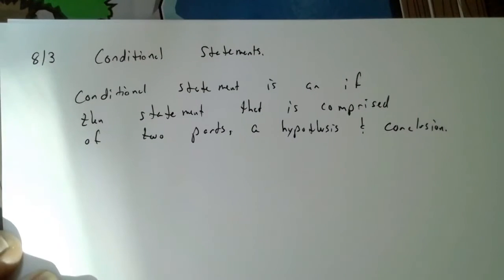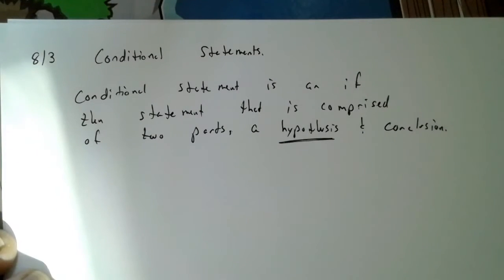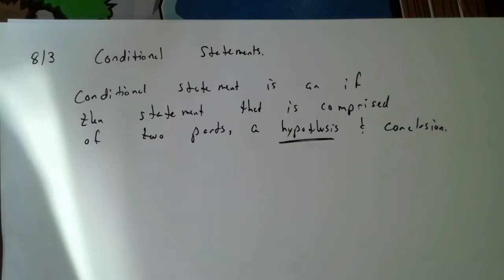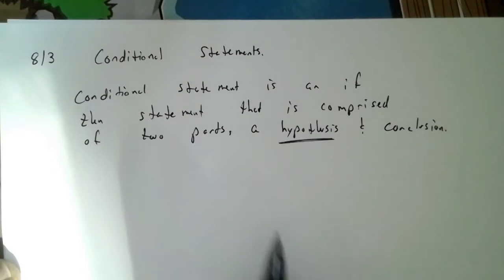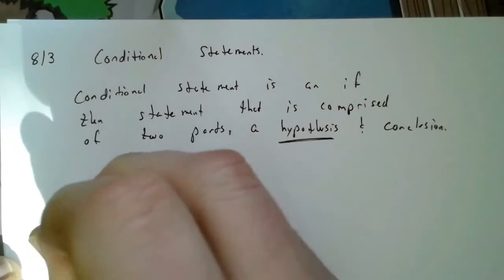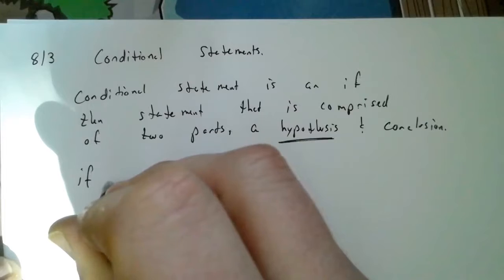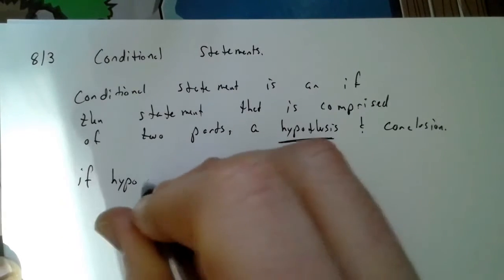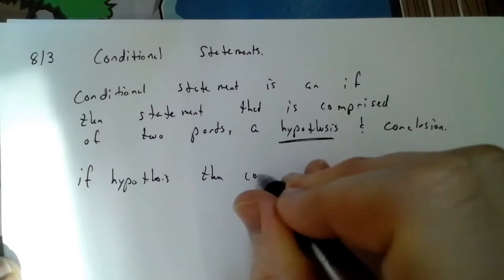Okay? Now here, when we say hypothesis, we're not talking about what you learn in science class as a hypothesis. Remember, in science class, it's an educated guess based upon the data. In math, we call that a conjecture. So the hypothesis here is what we have immediately following the if. So if, and then whatever comes after it is the hypothesis, then the conclusion.